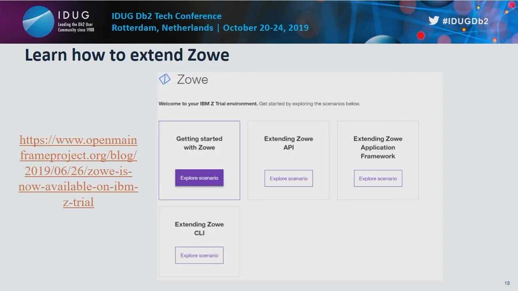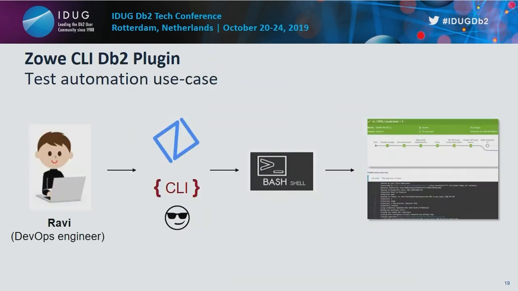This is a very cool thing provided by IBM. It's a Z trial environment, so you can for a couple days give it a go and try to extend the Zowe API or application framework or Zowe CLI. And this is the test automation use case. I will again shoot a short video.